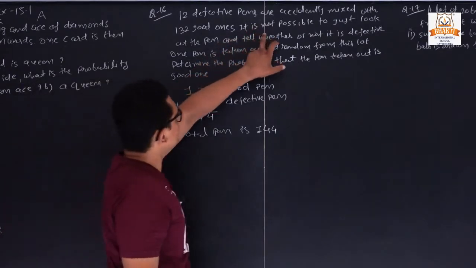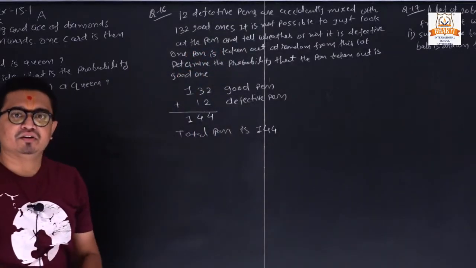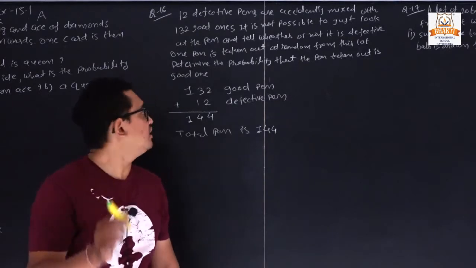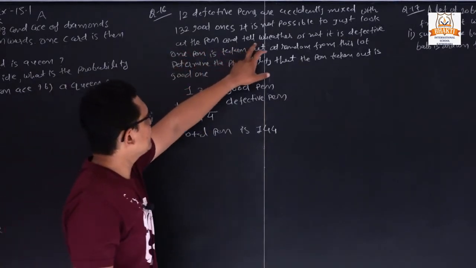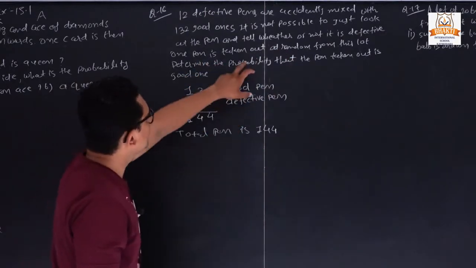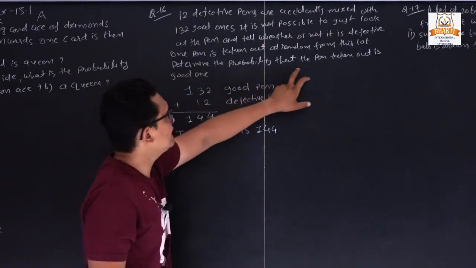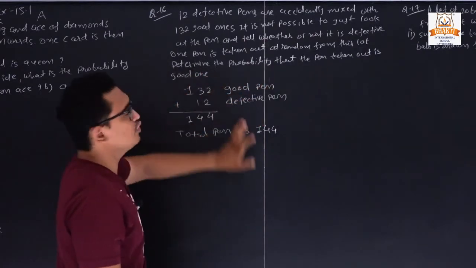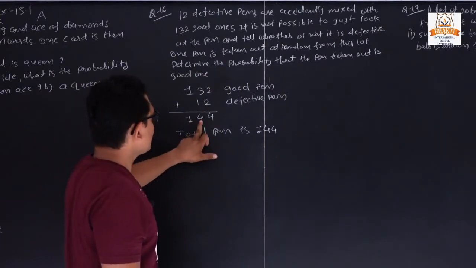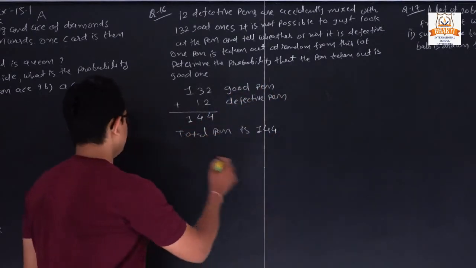Now it is not possible to tell just by looking at the pen. The good pens are mixed with the defective pens, so by looking we cannot tell whether it is a good or a defective one. From this lot, determine the probability that the pen taken out is a good one. If we are taking one pen from 144 pens, what is the probability that it is a good pen?